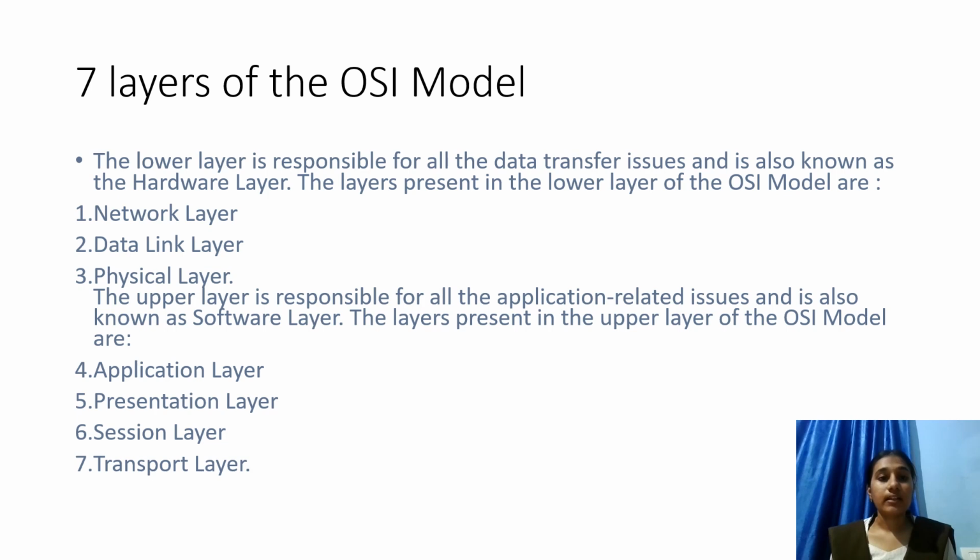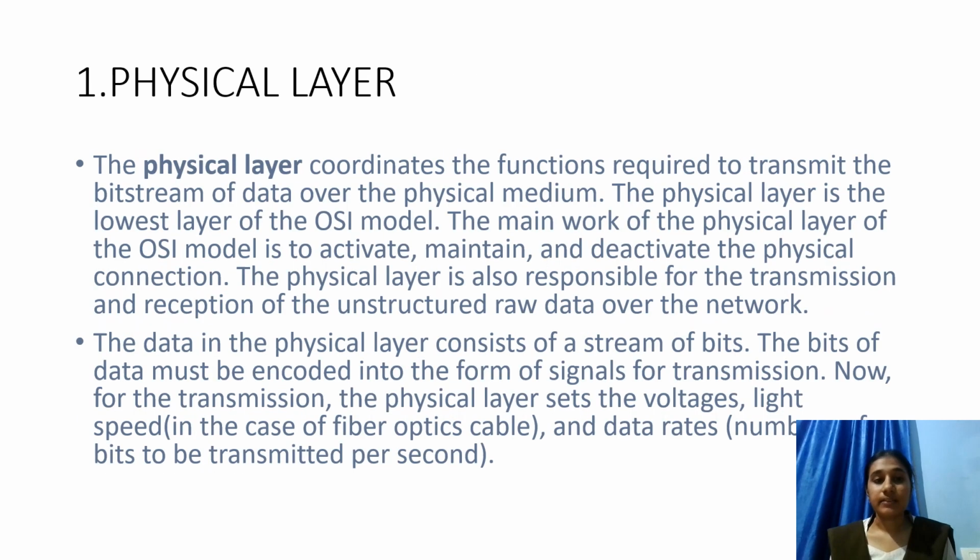First we see what are the layers. Network layer, data link layer, physical layer. These are the lower levels. And application layer, presentation layer, session layer, transport layer are the upper layers. First we see what is physical layer.